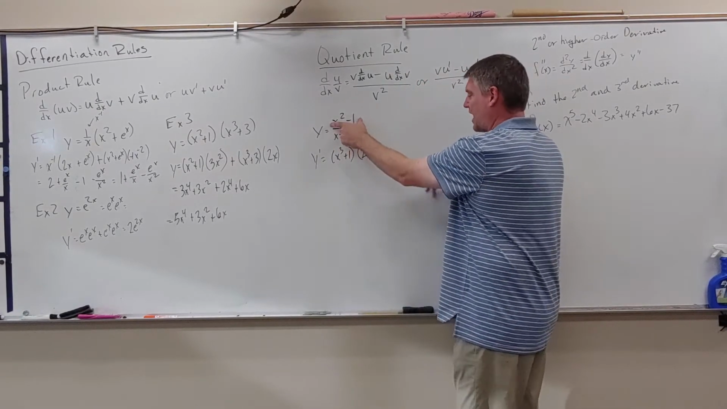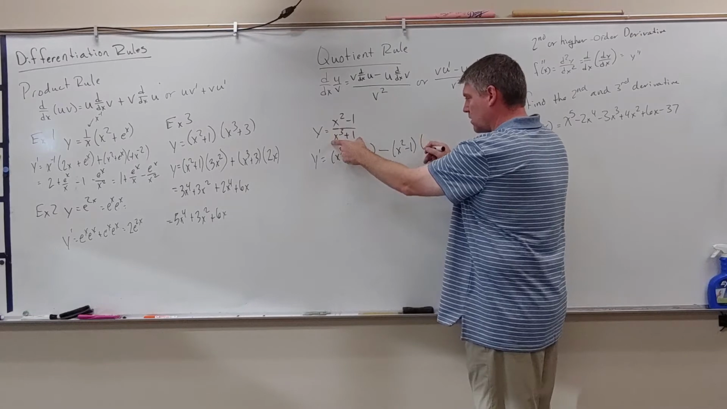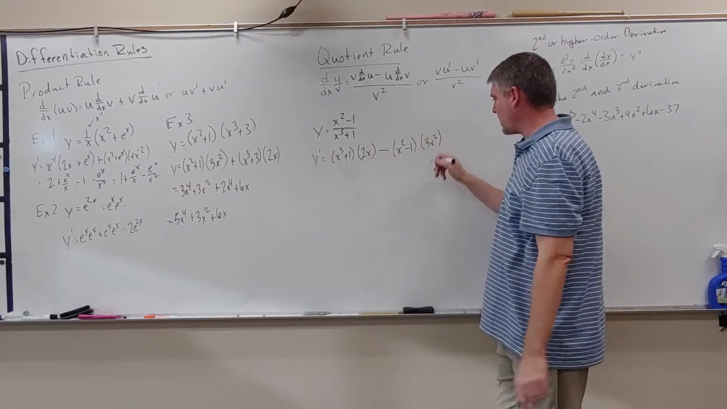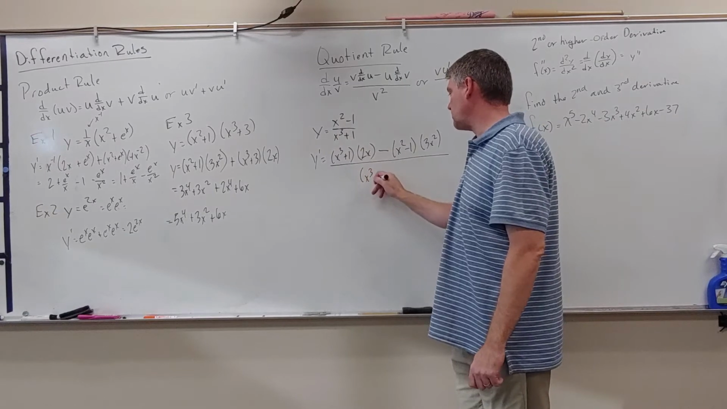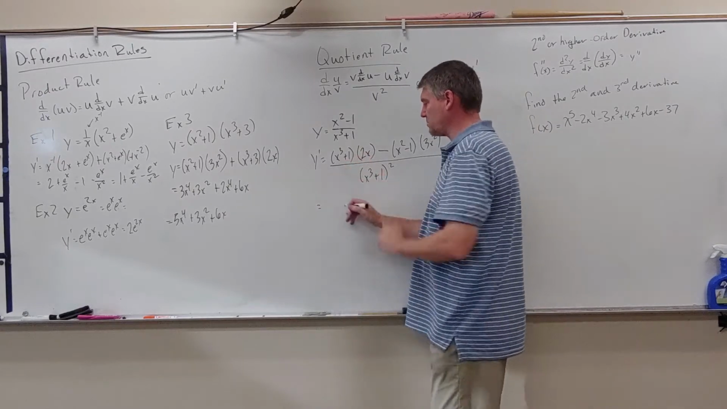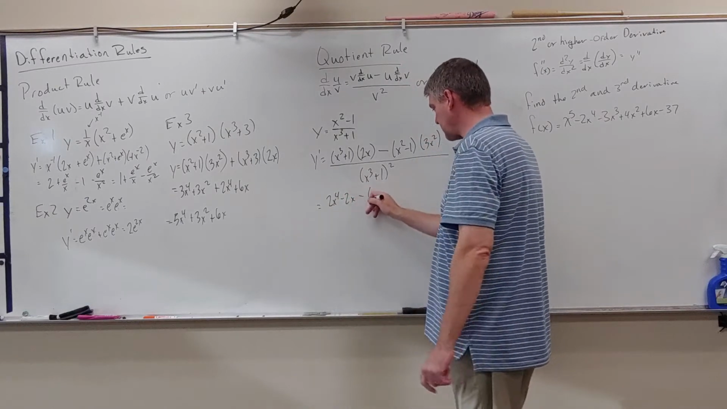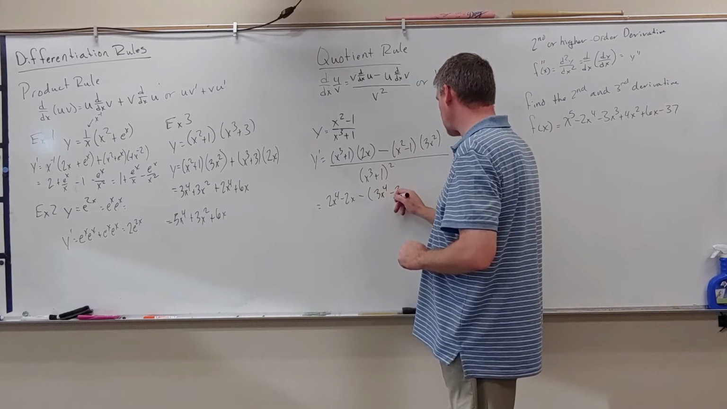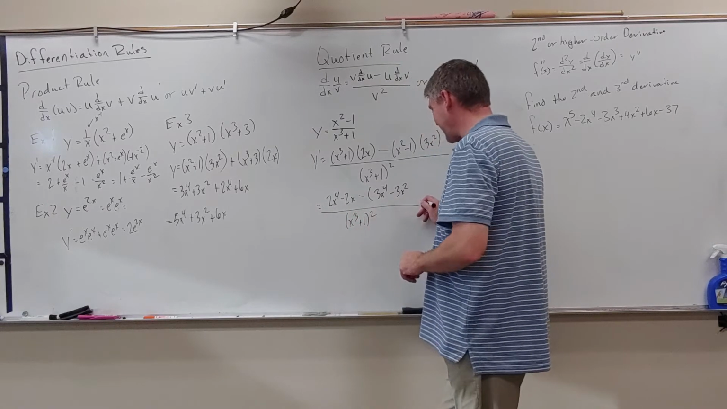So now I'm going to take my high, x squared minus 1, times the derivative of my low. The derivative of x cubed is 3x squared. The derivative of 1 is 0, so I have 3x squared there. Now I have x cubed plus 1 quantity squared, okay? I can do some simplifying here. 2x times x cubed is 2x to the 4th minus 2x, minus, I'm going to just put this in parentheses, 3x squared times x squared becomes 3x to the 4th minus 3x squared, over x cubed plus 1 quantity squared.